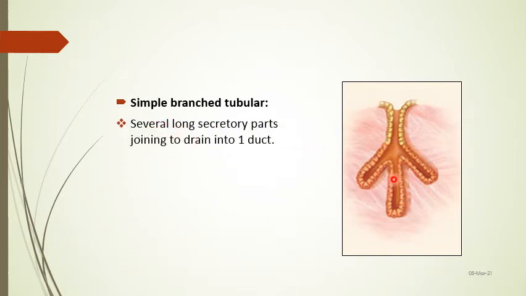Several long secretory parts joining to drain into one duct. Examples of simple branch tubular glands are in the uterus and the stomach.